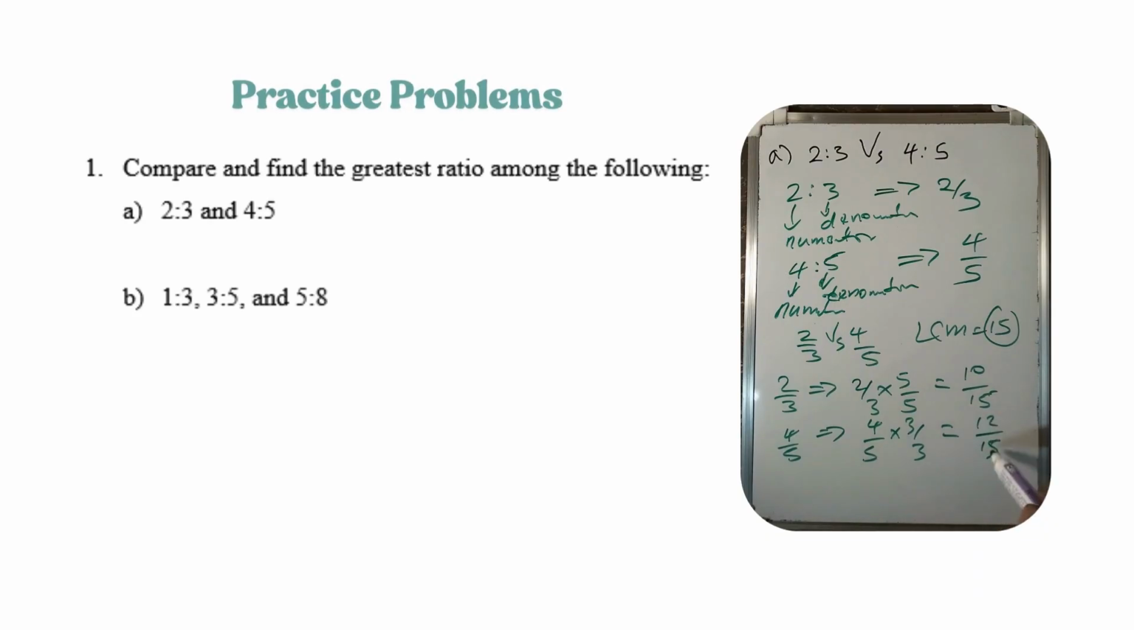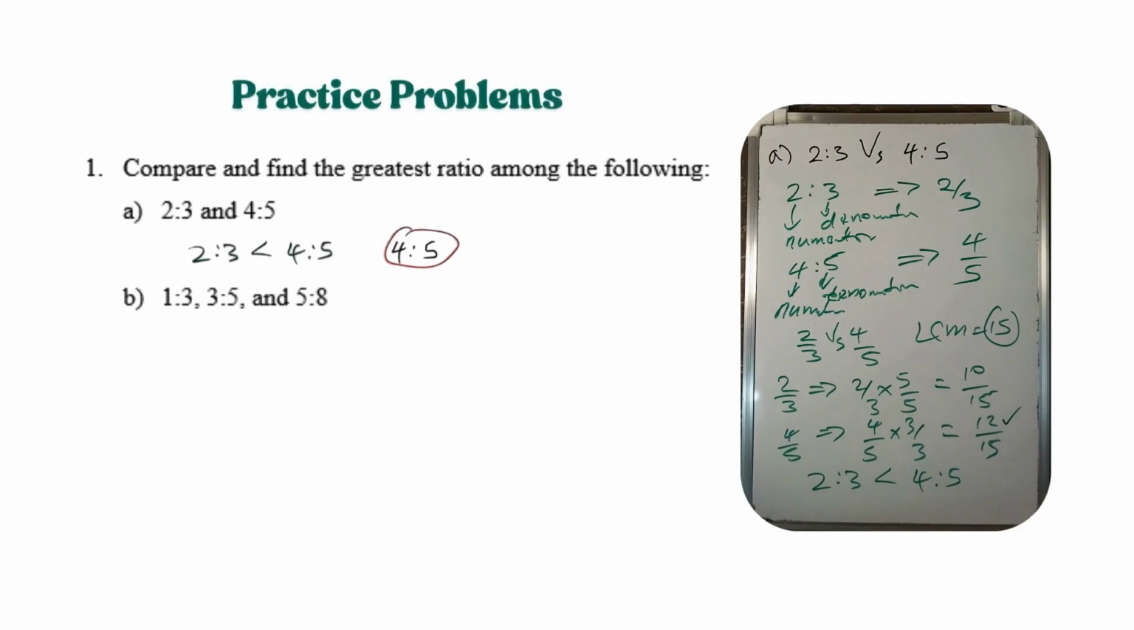Since the denominators are the same, we compare the numerators. From this, we can see that 12 is larger than 10. So 4 over 5 is larger than 2 over 3. So 2 to 3 should be less than 4 to 5.